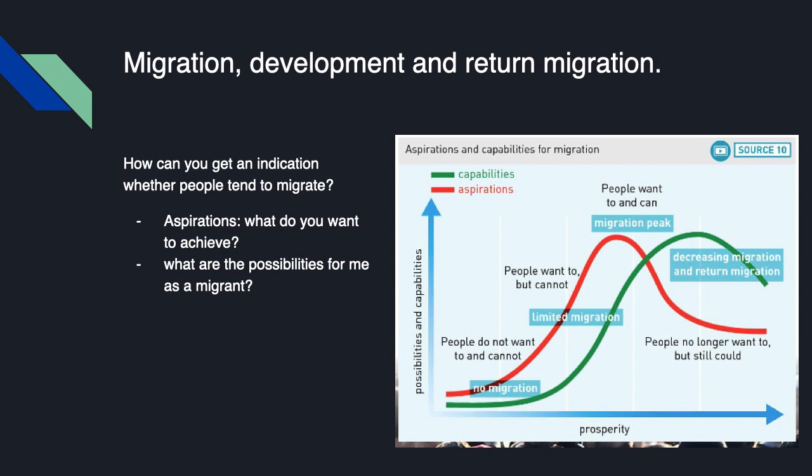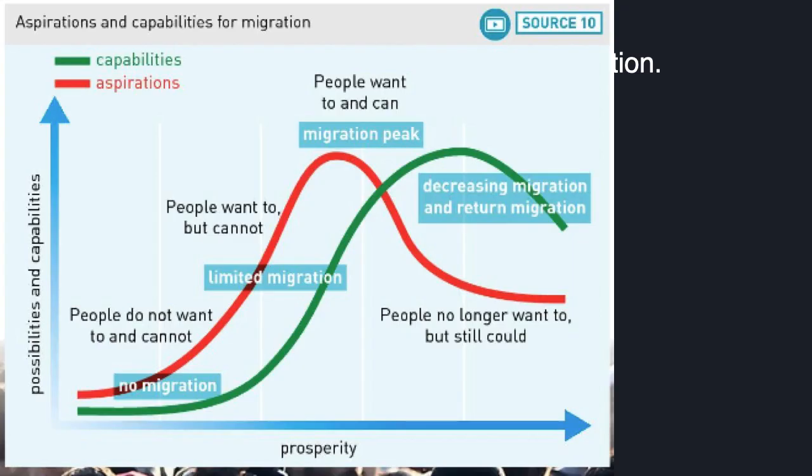So how can you get an indication whether people tend to migrate or not? This is all about aspirations. What do you want to achieve? And what are the possibilities for me as a migrant? I will zoom in on this graph. First of all, on the left, you can see that there's no migration at all, because there are no possibilities and capabilities. This happens a lot in countries where there's no prosperity at all.